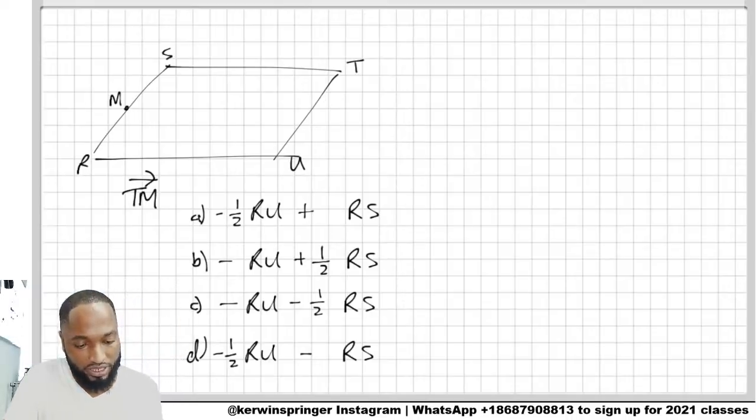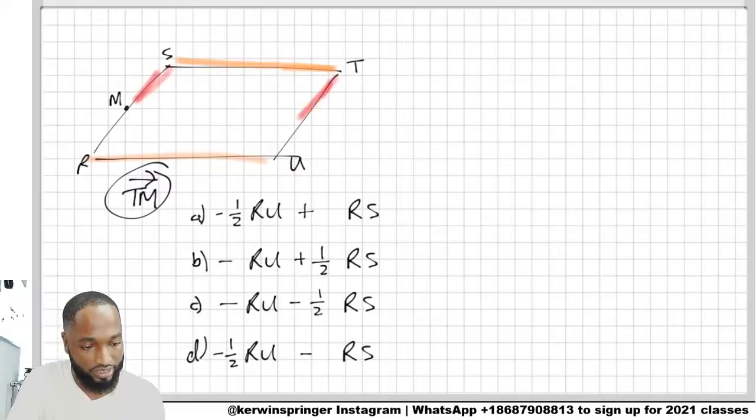So we're trying to go from T to M. What is T to M? T to M, that way, right? So we need to take this route and then this route. This route, sorry, let's do this over. This route, which is the same as that, and then this route, which is the same as this little piece here. What is it? RS? Alright, they say RS.